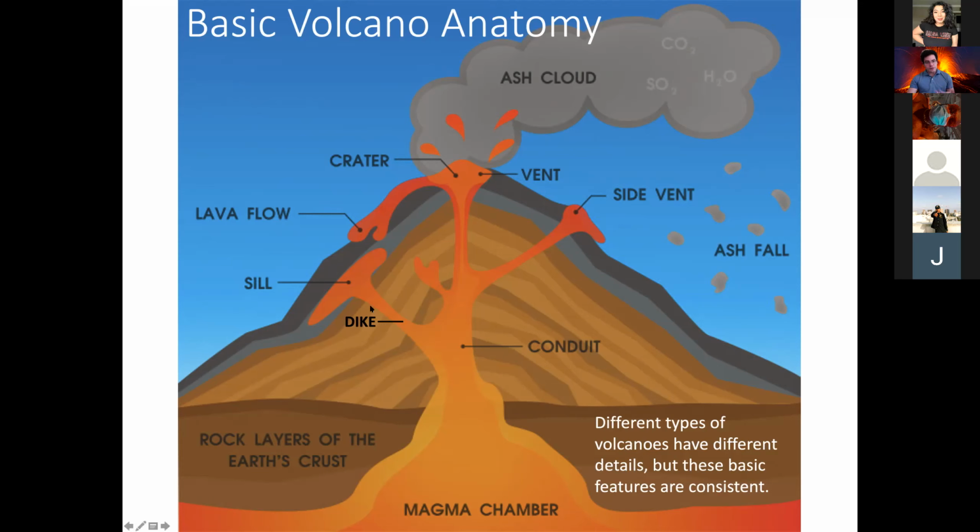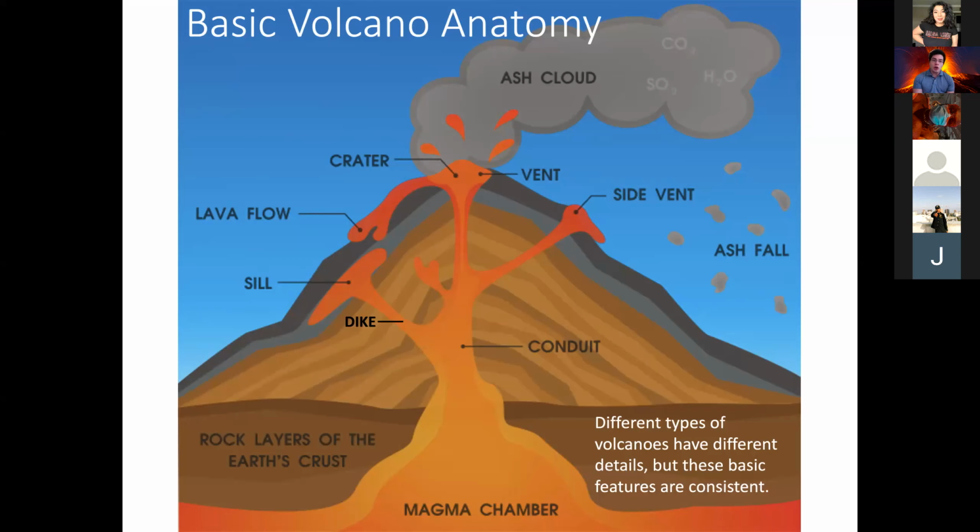Some other stuff: if you remember when we were talking about intrusive igneous rocks last time, we talked about dikes and sills. A dike is a sort of flat pipe inside the volcano, and a sill is more horizontal. This one is weirdly not horizontal, but they're usually more horizontal, just pools of molten rock that are still inside the volcano, or often in this area of the crust near the magma chamber. Depending on the kind of volcano, some of them make a lot of ash, some of them don't. We'll talk more about why in a minute. But again, this basic diagram is going to be true of pretty much all volcanoes.